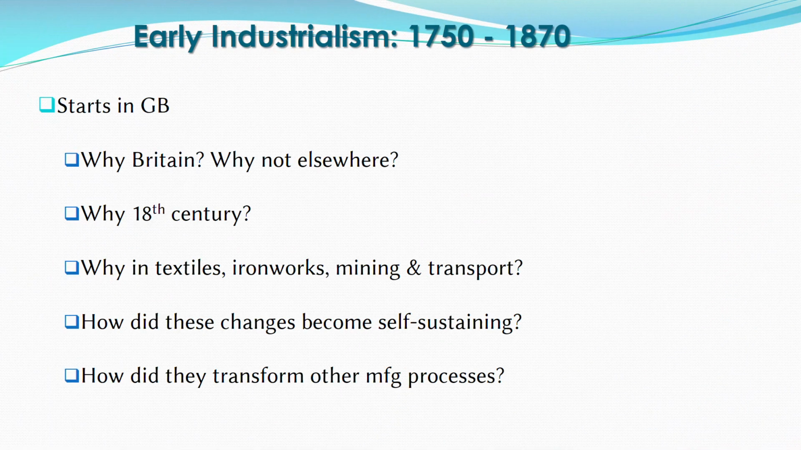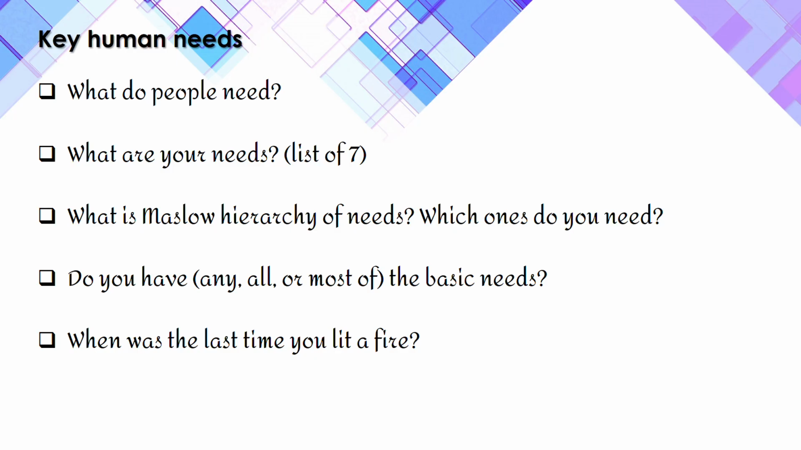Now, industrialization begins in Britain, and the question we might ask is why? Why Britain? Why not other places? Why the 18th century, and why in textiles, and how the changes become self-sustaining? So to think about industrialization, we have to start with human needs. Now, I'm sure you probably have heard of Abraham Maslow's hierarchy of needs.